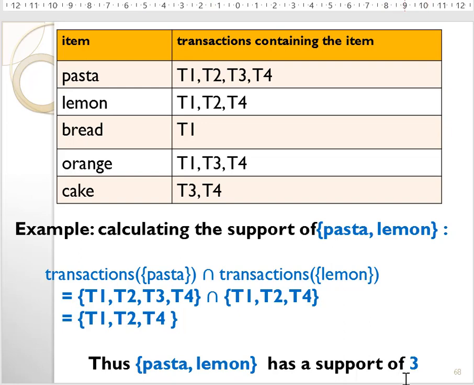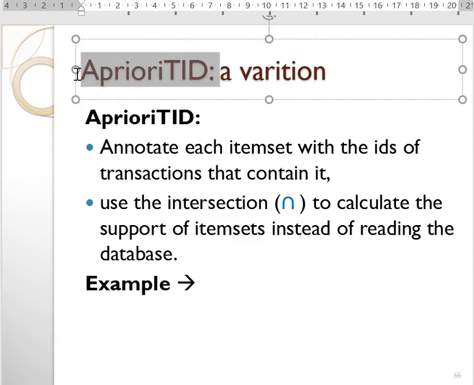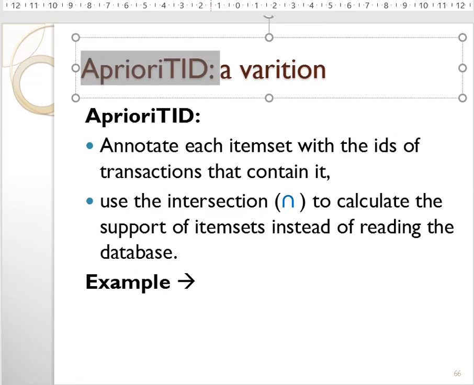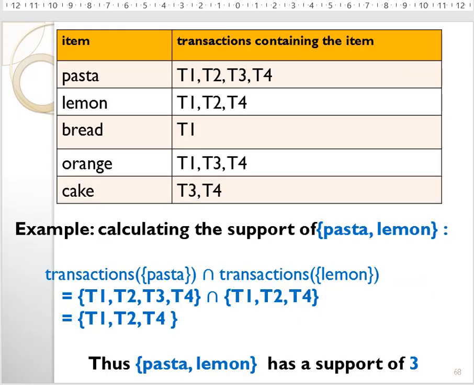So the support of pasta, lemon is 3. Using this idea, we can calculate the support of all the item sets in the database without always reading the database. This version of Apriori we call Apriori TID, and sometimes it is faster than Apriori because we don't need to always read the database. Now we can improve this, make this better.